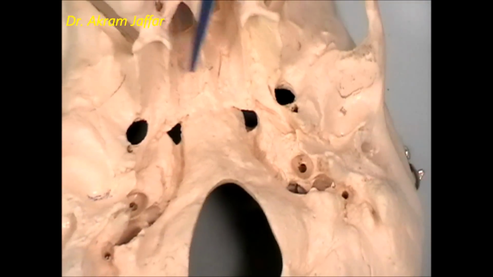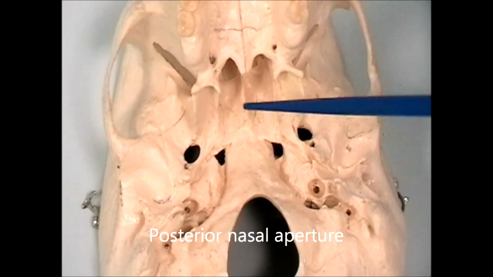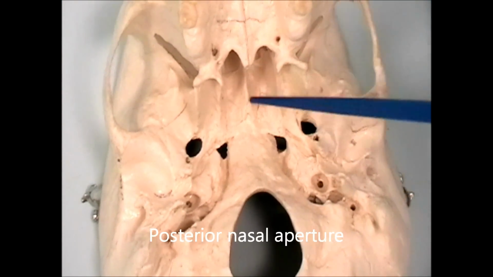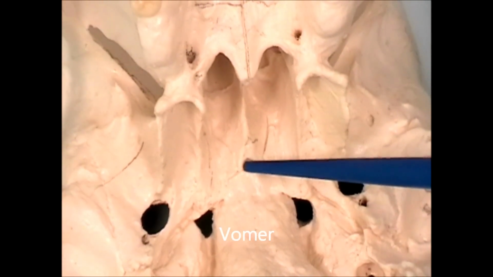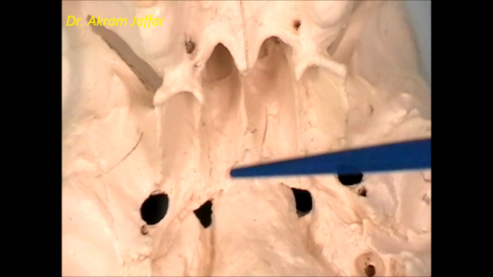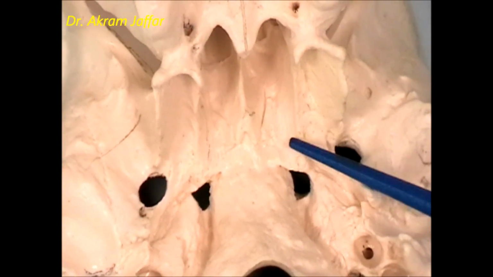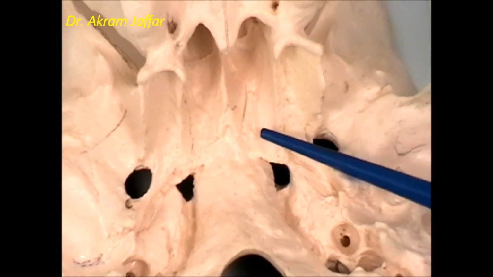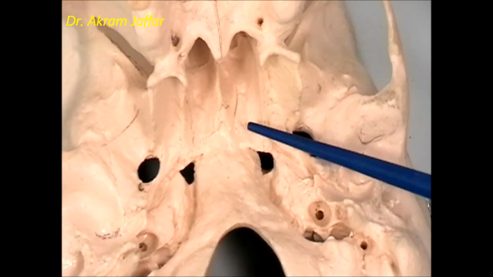The big opening here is the posterior nasal aperture, and in the midline you can see the nasal septum. The nasal septum here is formed by the vomer. So behind the nose, the area here is the nasopharynx, and the cartilaginous part of the auditory tube opens on the lateral side of the nasopharynx.